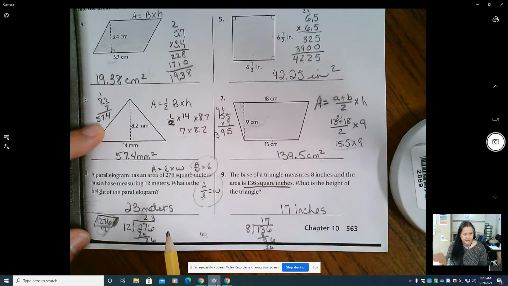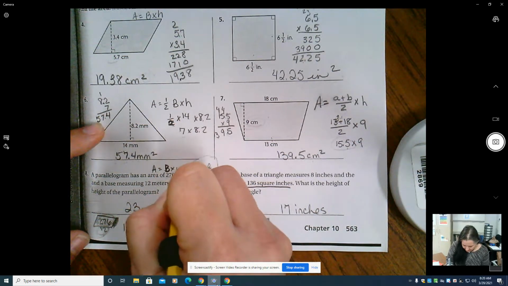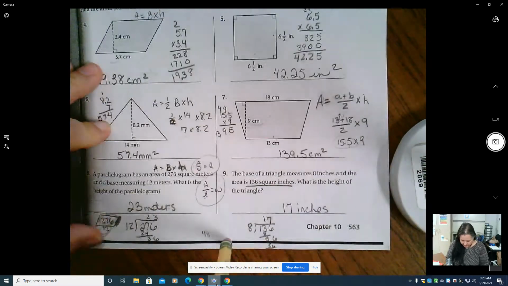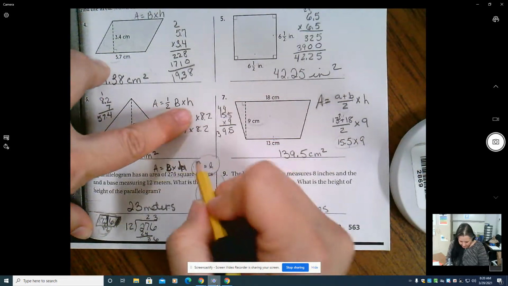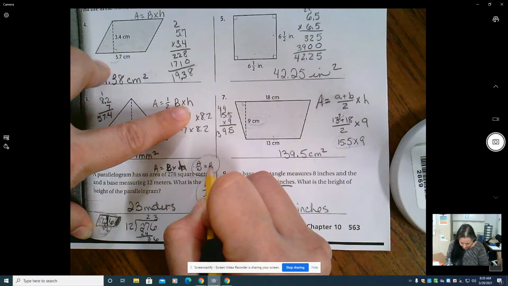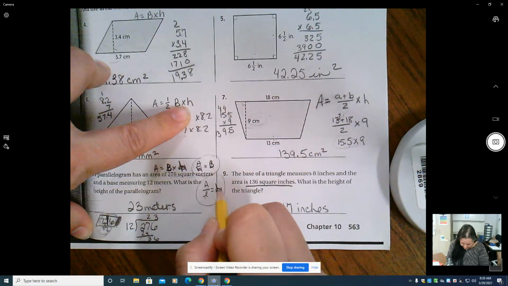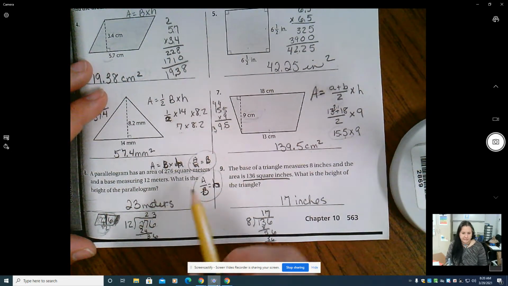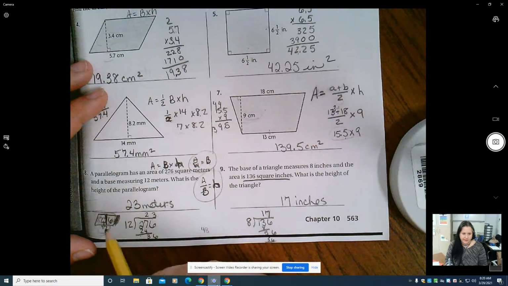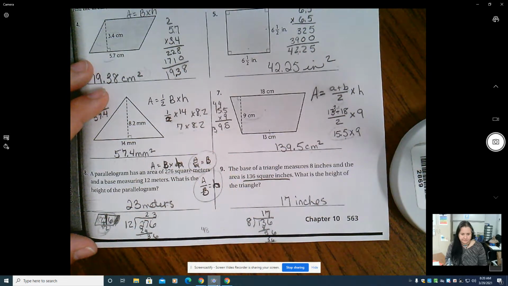I should have said base times height here, because it's base times height. It's not length times width, because this height, the 23 meters, would be the height going straight on a perpendicular line. So here we can find the base by dividing by the height, or the height by dividing by the base. Same idea, but for a parallelogram, we want to use base and height instead of length times width. That is for a rectangle or a square.